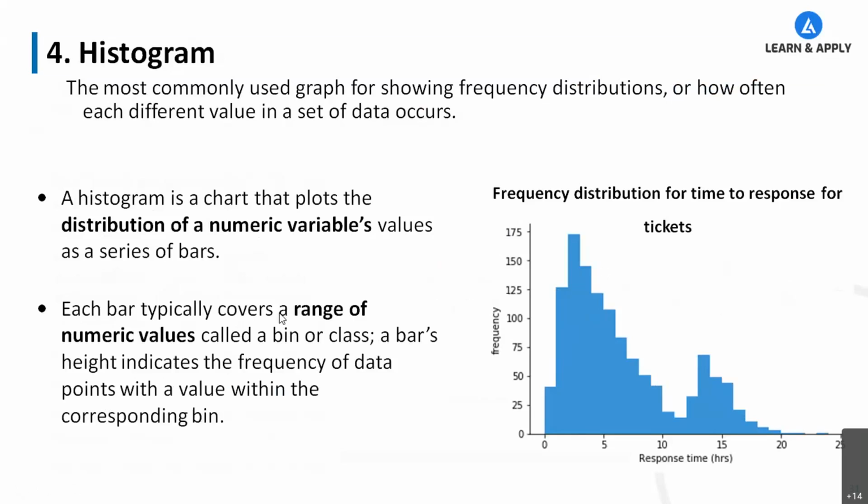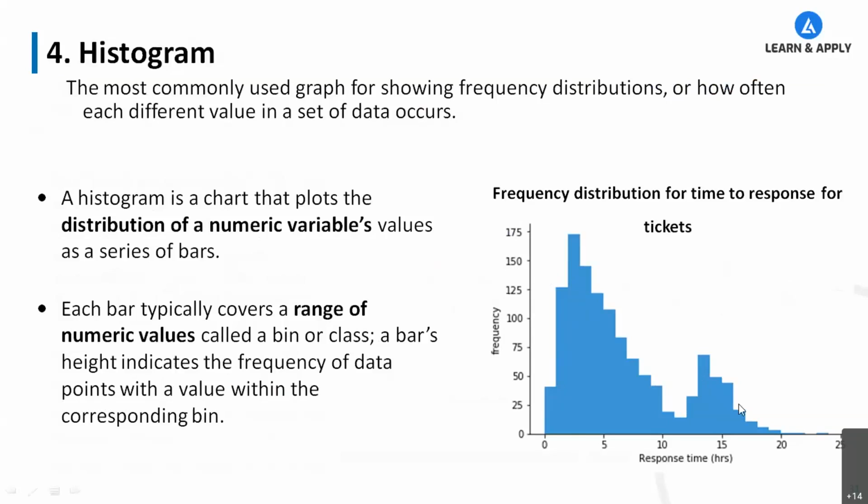Each bar typically covers a range of numeric values, also called a bin or class. A bar's height indicates the frequency, as we have seen. So what is the frequency at that time? How many tickets were sold for that time? The simplest example here is ticket response for the tickets. So you can visualize any tickets for any zoo or sanctuary. So in that you can observe such kind of trend. Okay.